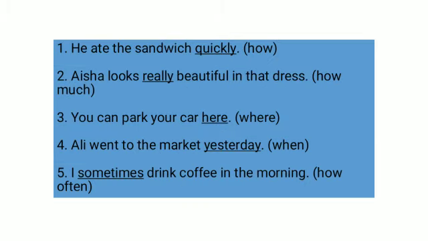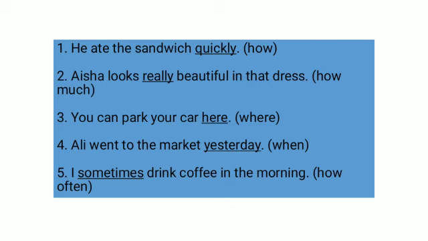The first one, he ate the sandwich quickly. This word quickly here is actually telling us how did he eat the sandwich, isn't it? Yes. So this word quickly is the adverb as it's answering the question how. Next is Aisha looks really beautiful in that dress. Now this word here really is actually modifying the adjective beautiful, isn't it? So that's how beautiful, really beautiful, isn't it? So here this is actually the adverb.